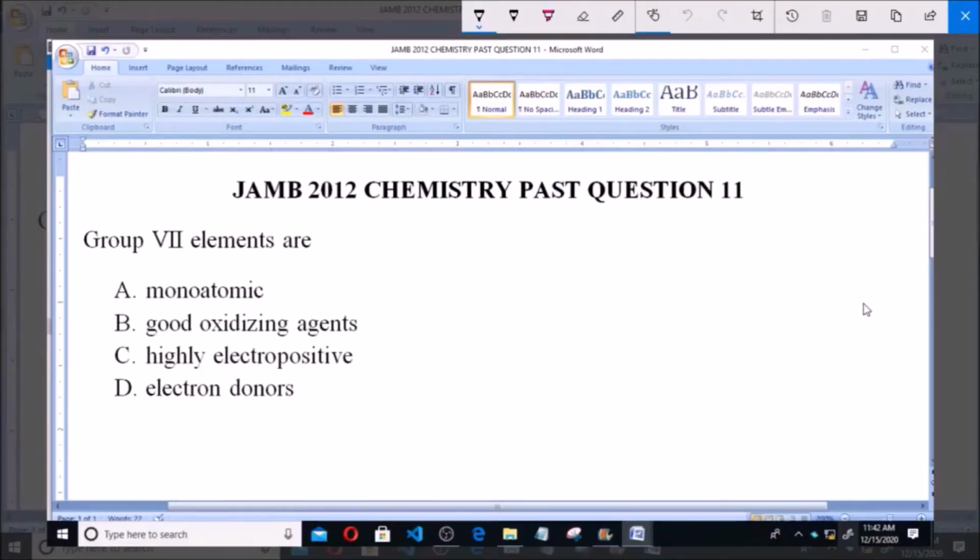I'll be answering JAMB 2022 Chemistry past question 11. Group 7 elements are: A, monoatomic; B, good oxidizing agent; C, highly electropositive; and D, electron donors. Now, group 7 elements are also known as the halogens. They are called halogens because we refer to them as salt formers.